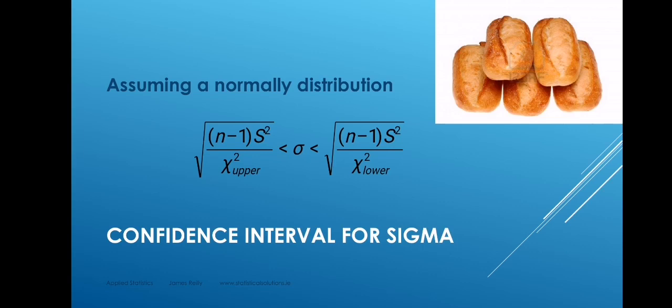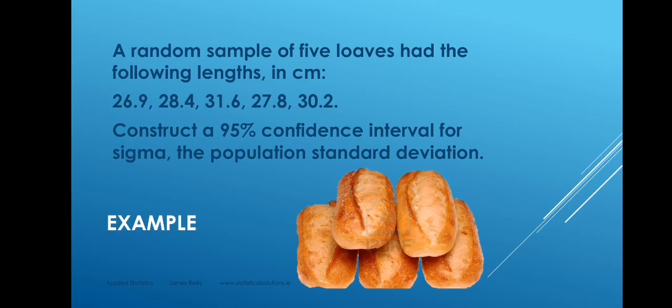It's worth pointing out that this is not a symmetric confidence interval. The confidence interval will be wider on the upper side because this is a non-symmetric distribution. So the point estimate will not lie halfway between the two limits that we will calculate in this way. So there's our formula, and we apply this to this problem.